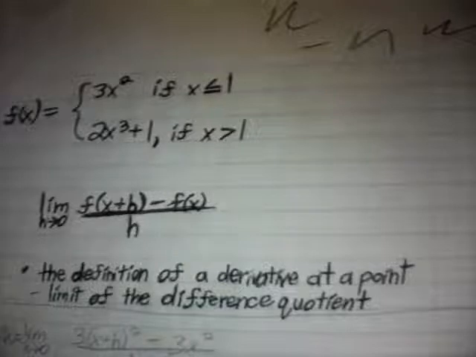As you can see, f of x is equal to 3x squared when x is less than or equal to 1. That would be on the left side of this graph, the left side of this function. From the right side, f of x equals 2x cubed plus 1. Now, in order for this function to be differentiable at x equals 1, the derivatives of these two pieces will have to be the same at x equals 1.